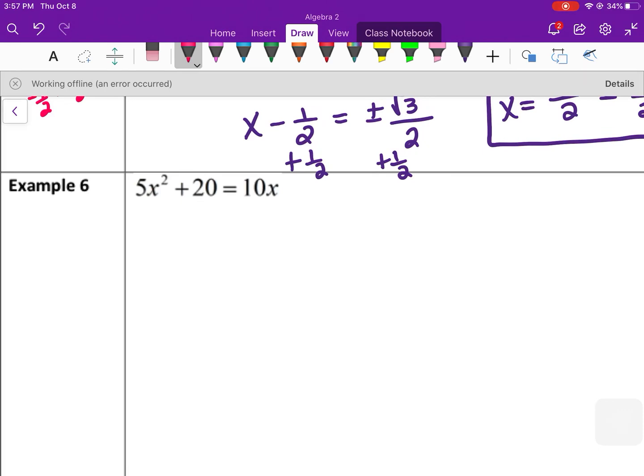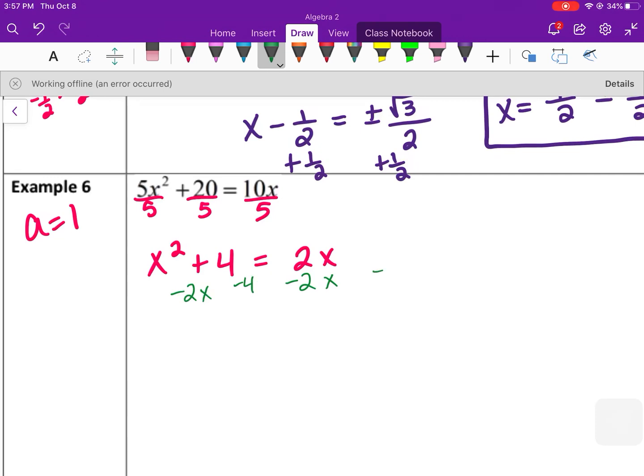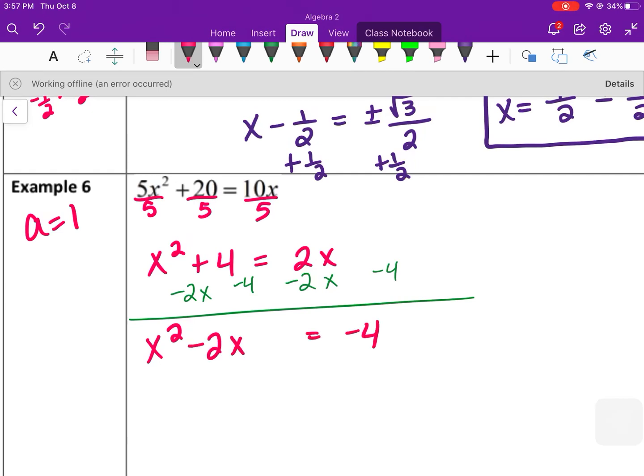You want the 10x to be on this side, and you want the 20 to be on this side. So first, and maybe you want a to be equal to 1. I guess you could divide by 5 to start with if you want, because you got to divide everything by 5 anyway. So we get x squared plus 4 equals 2x. Then I'm going to have to subtract 2x because I want that to be on this side. And then it's plus 4, so I'm going to have to subtract 4 over here to get the 4 on the other side. So that might have been too many steps at once, but it's going to be x squared minus 2x, and then I'm going to have negative 4 over on the right.